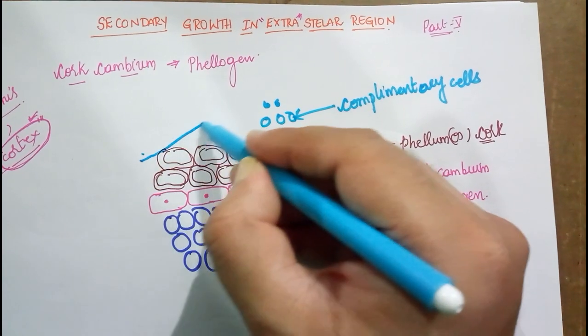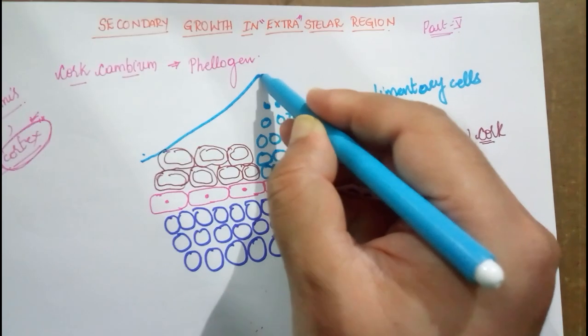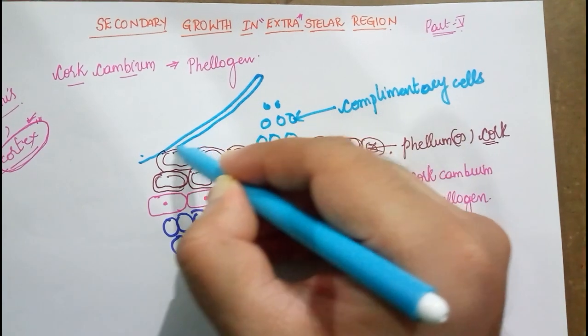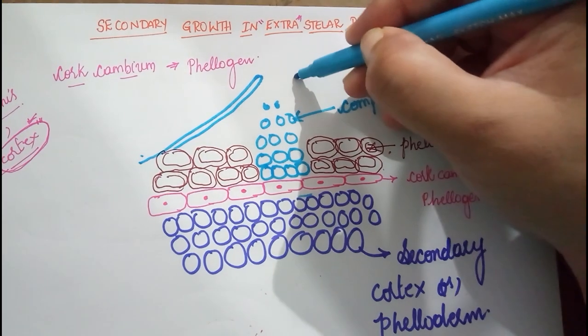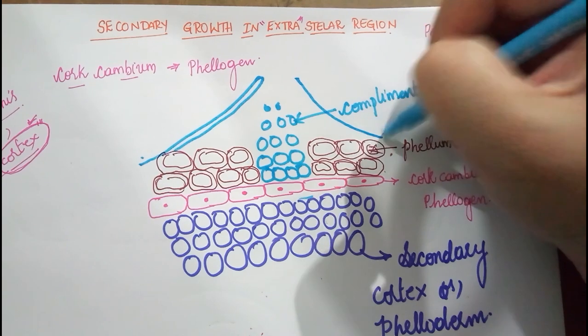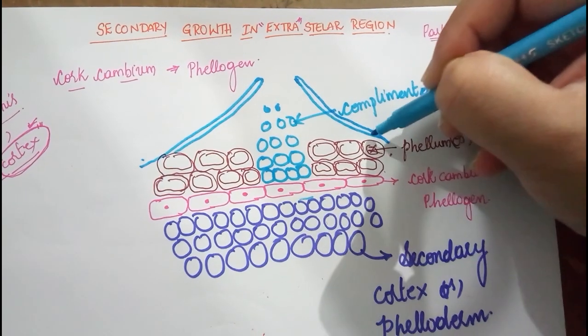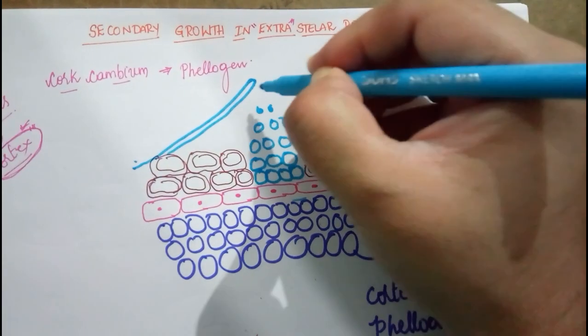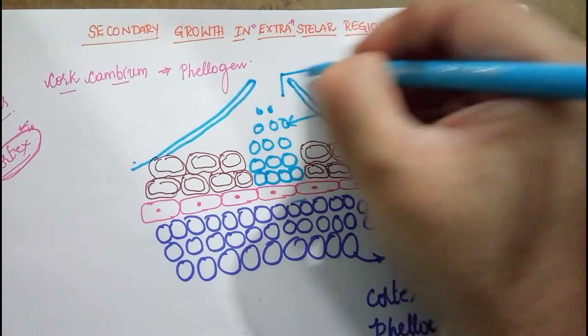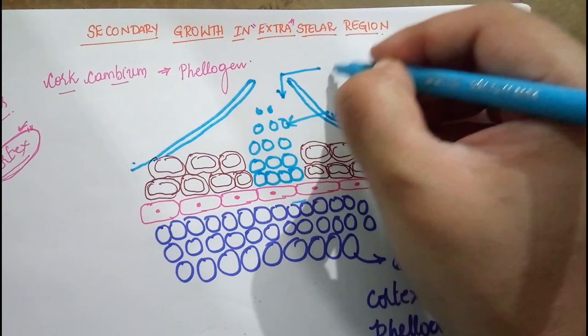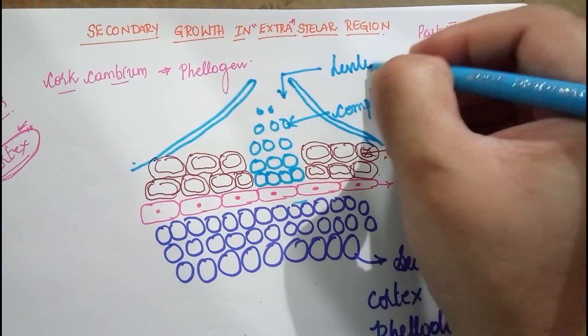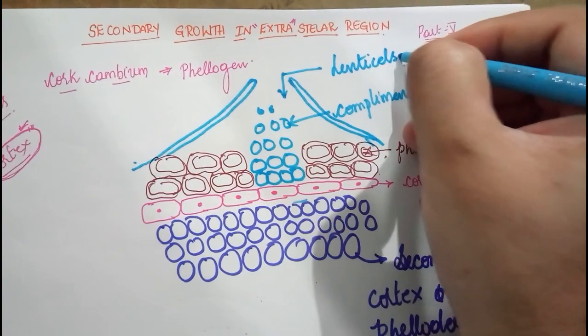What they actually do is they rupture the epidermal tissue like this, and once they rupture the epidermal tissue, they form a lens shaped opening here. This lens shaped opening here, we call them what? We call them lenticels. These are called the lenticels.